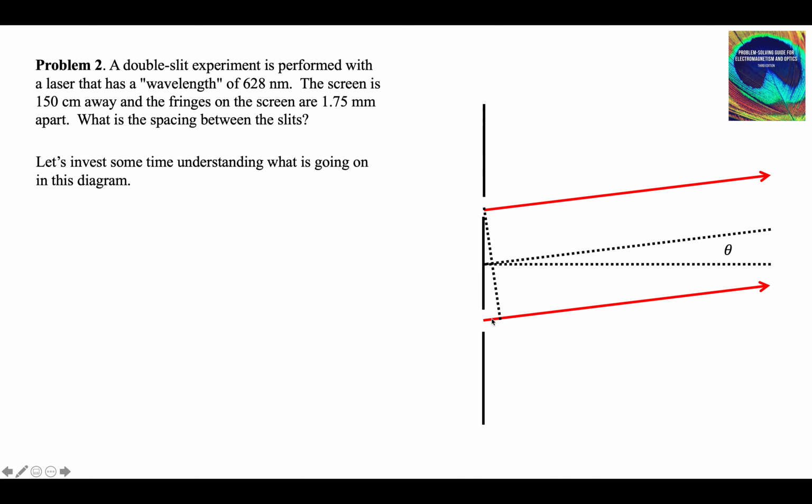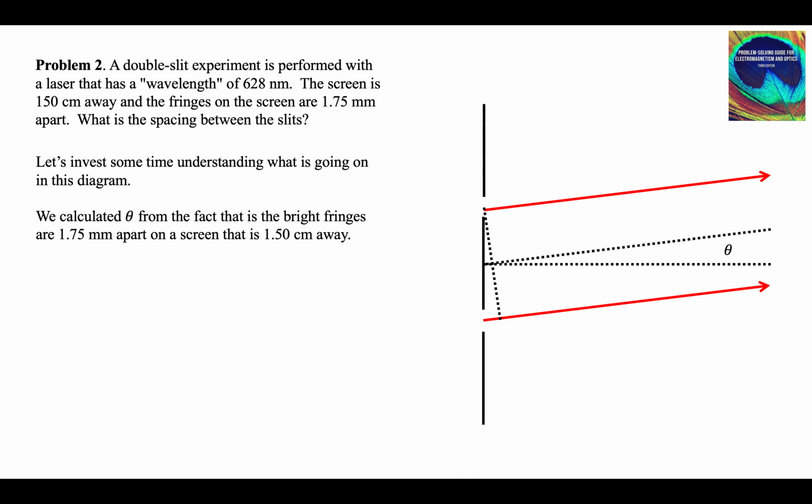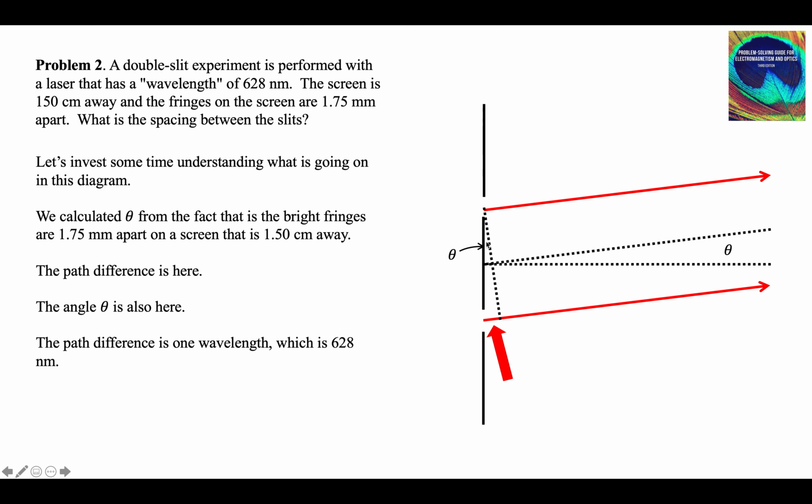Here is the path difference. We calculated that theta previously, 0.0668 degrees. The path difference is right here, and it's one wavelength. The angle theta is also right here. It's the same triangle. 628 nanometers is this distance. We can write sine of this angle is the opposite side, 628 nanometers, divided by the hypotenuse. The hypotenuse is what we want, the distance between the slits. We have the angle, so we can calculate d.